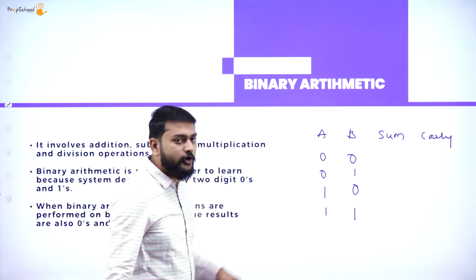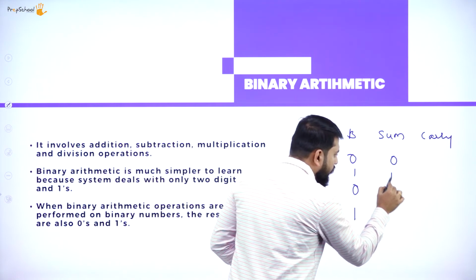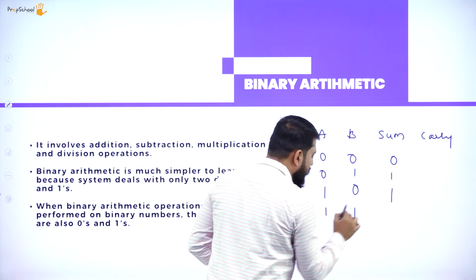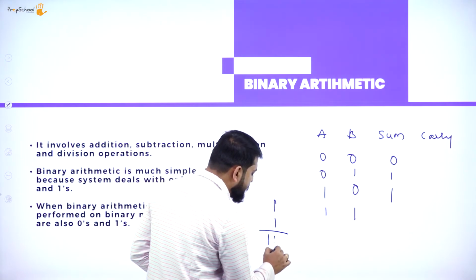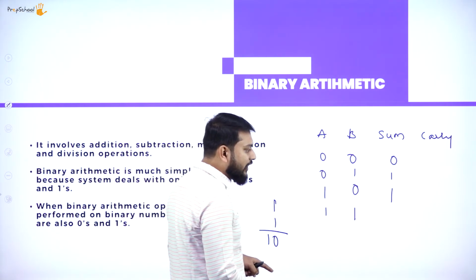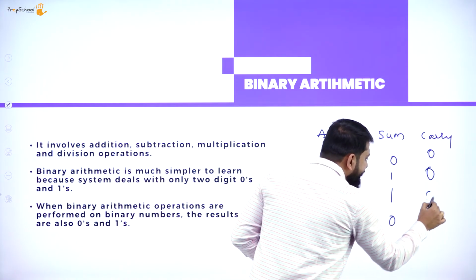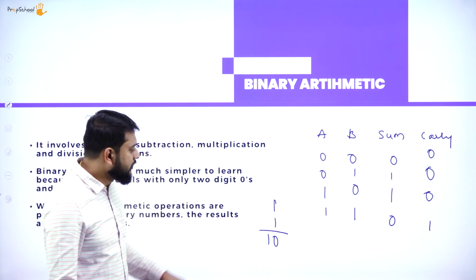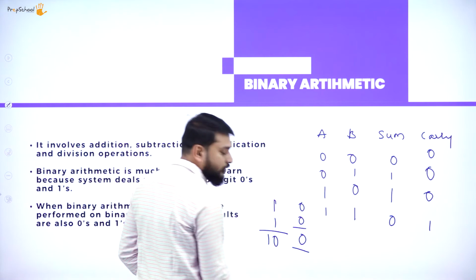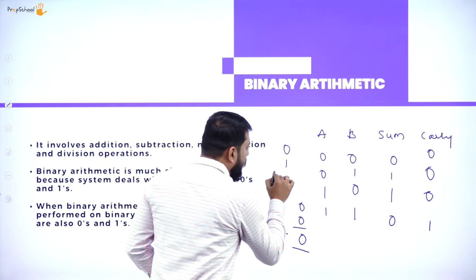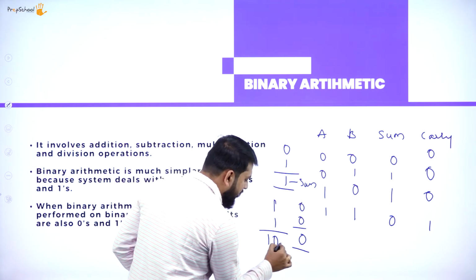If I perform 0 plus 0, the sum will be 0. 0 plus 1 is 1. 1 plus 0 is 1. 1 plus 1, okay guys, the answer will be 1, 0. So the sum will be 0 and the carry will be 1. The rest, everything is 0. I'll repeat, please understand: 0 plus 0 is 0. Clear? 0 plus 1 is 1. This is the sum I'm writing.